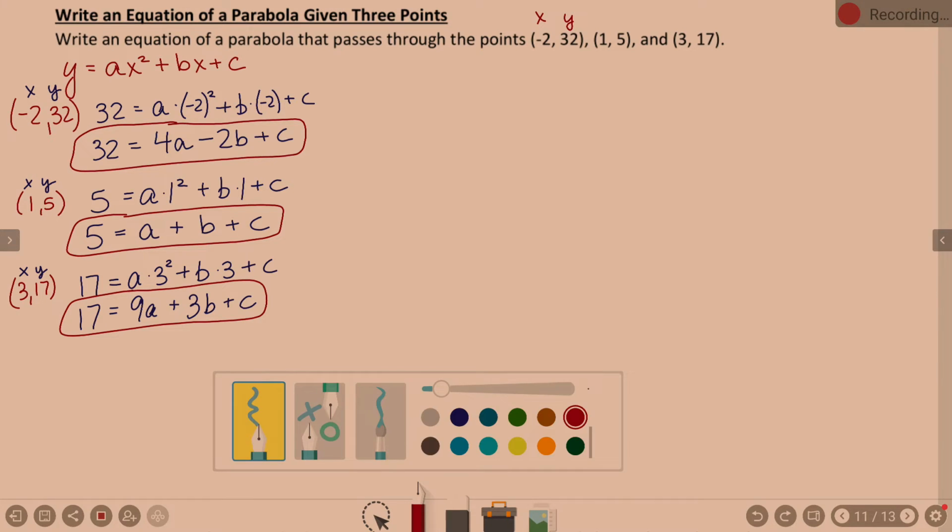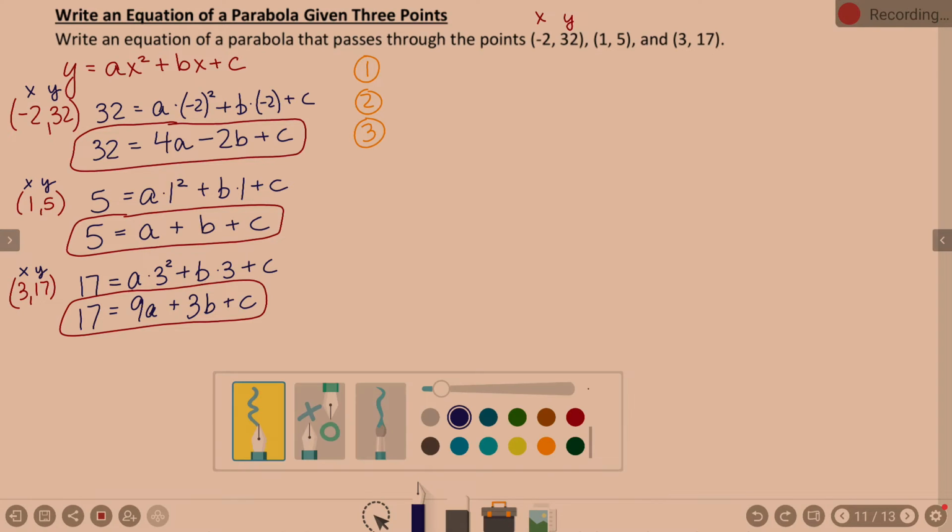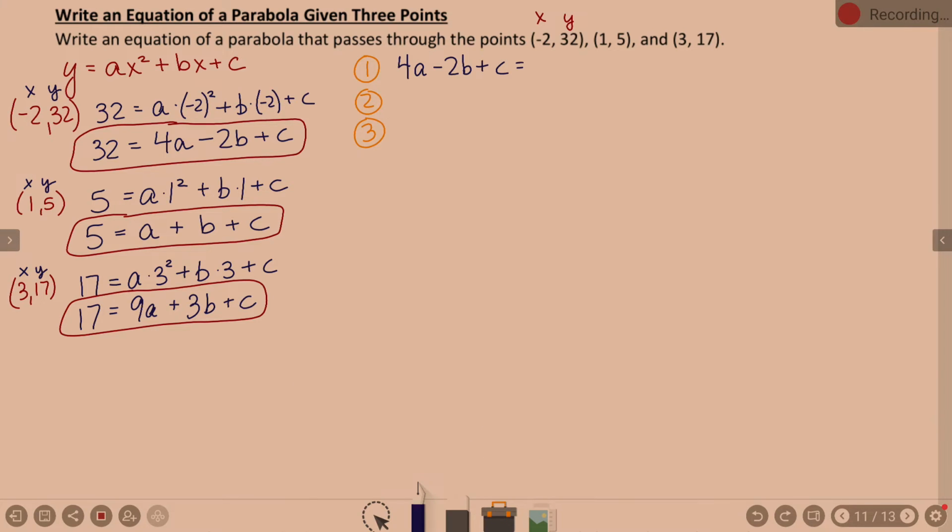So, let me write these out. So equation 1 is going to be 4a minus 2b plus c equals 32. Equation 2, a plus b plus c equals 5. And equation 3, 9a plus 3b plus c equals 17.